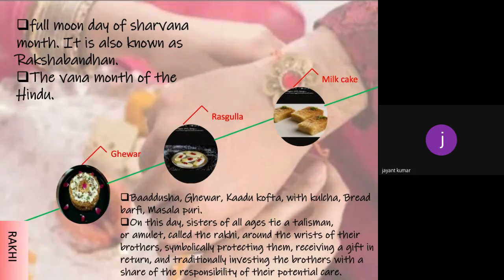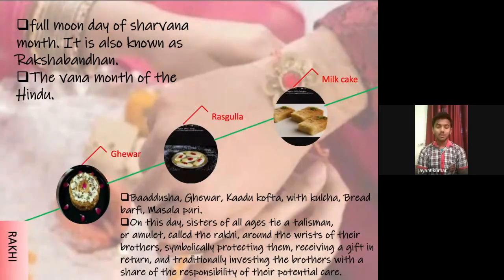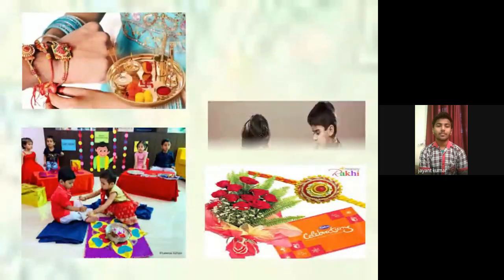A sister ties a special band called Rakhi on her brother's wrist as a mark of his protection. This thread is called Rakhi. In exchange, a brother takes a lifetime pledge to take care of his sister and save her from any kind of evil. One wouldn't miss food items like barfi, laddu, especially kheer on this day.